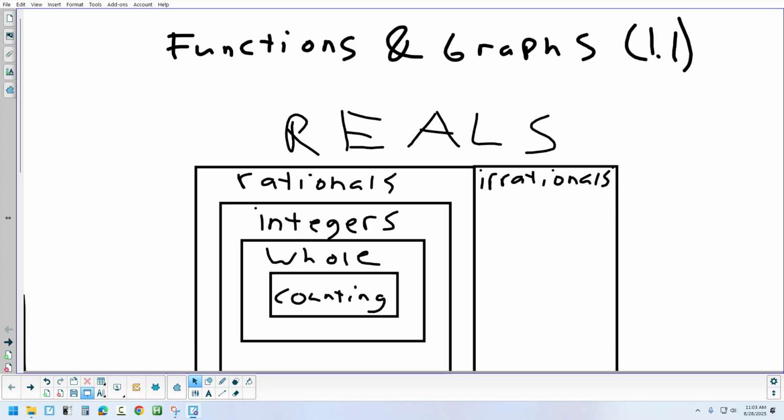Okay. So we're going to start out with the innermost box, which is counting numbers. So counting numbers start at 1, and they go up. 1, 2, 3, 4. No negatives, no zeros, no fractions, no decimals. Now, the problem is, why don't we just stick with counting numbers for everything? Why would there ever be a need for something more than numbers like 1, 2, 3, 4?